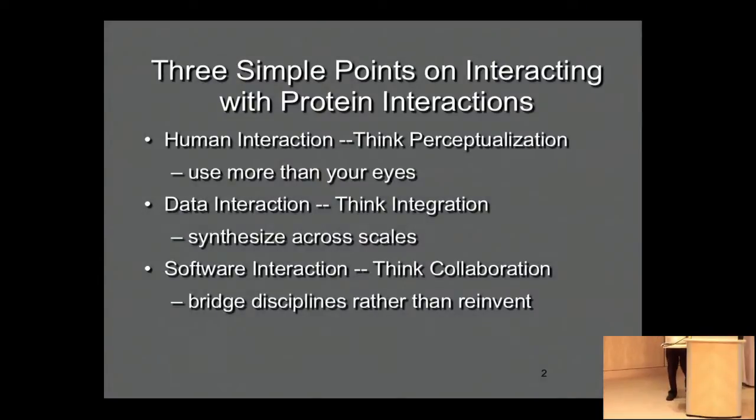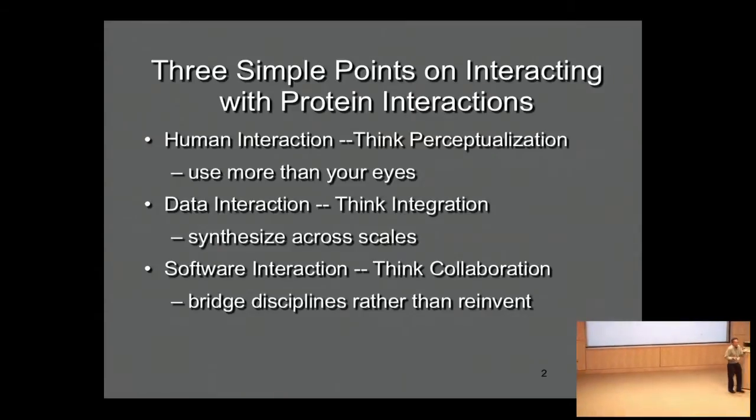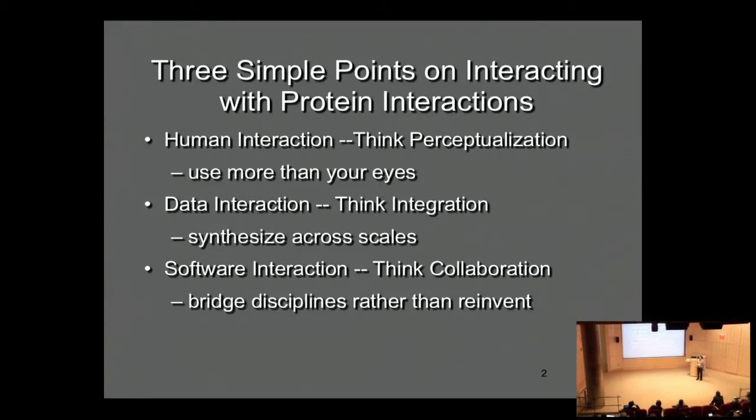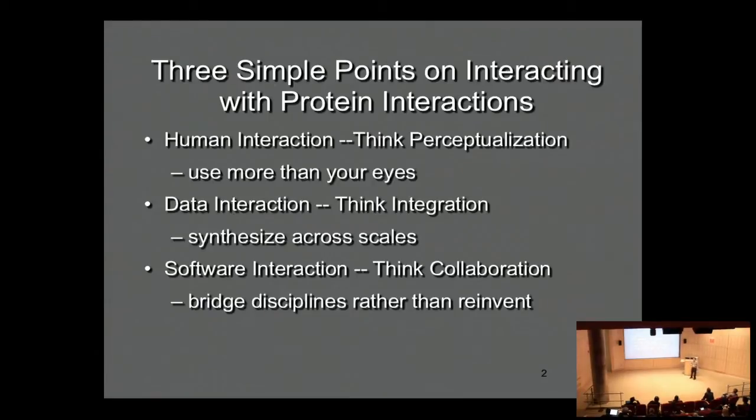And essentially, what I want to do is just make three very simple points about interaction. I got the directions about what the talk should be about, and it's supposed to be about interacting proteins, but I take it more to mean interacting with proteins. How is it that we can understand these complex structures? And those interactions take place on three different levels.